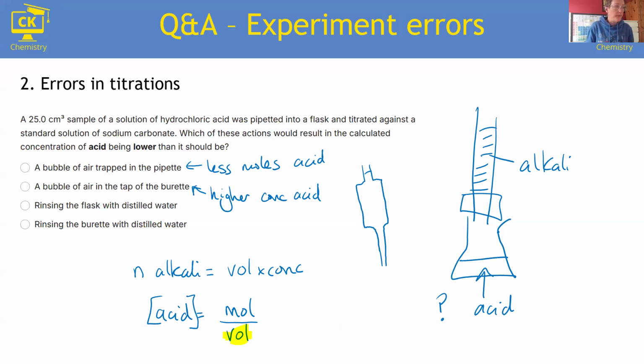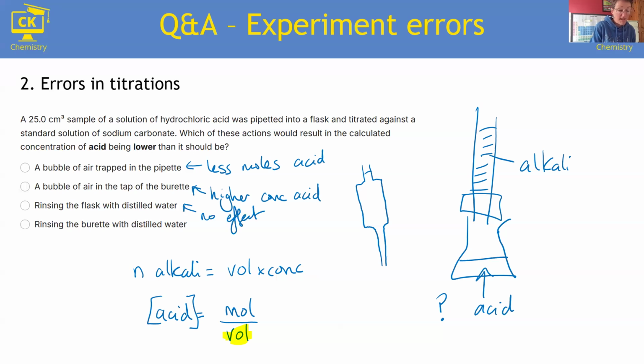Distilled water, no effect. The flask, you can rinse the flask with anything that doesn't react with acid because the flask doesn't measure any volumes. The pipette measures the volume, in it goes. If there's water in there, I could fill that flask with water if I wanted to. All it would do is maybe make my indicator a bit more dilute. I could put the acid in. It's still the same number of moles of acid if I've taken it in a 25 centimeter cube pipette. And so therefore it will still require the same number of moles of alkali. So that will have no effect at all.